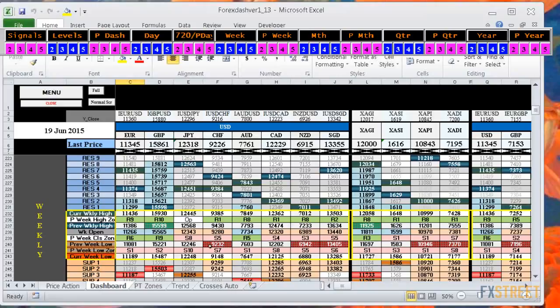And the same thing goes for dollar Swiss. Dollar Swiss broke the previous week, so I'm not a buyer. I've got to wait until the price reverses. The same thing for Kiwi. Don't go for a buy until the market reverses.